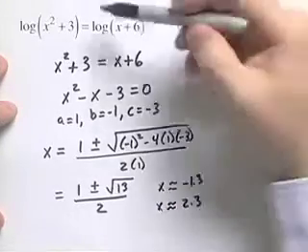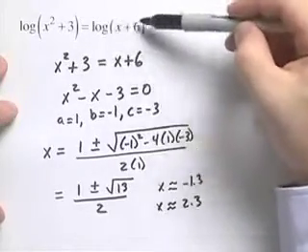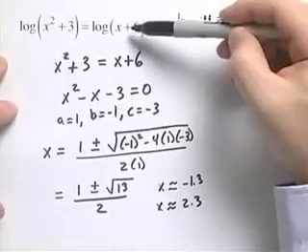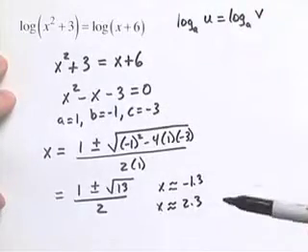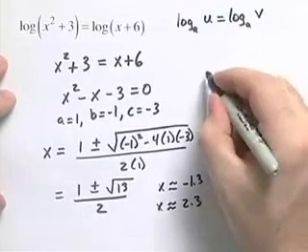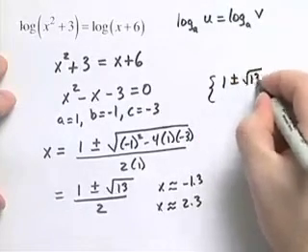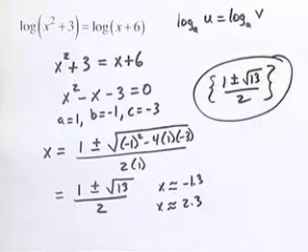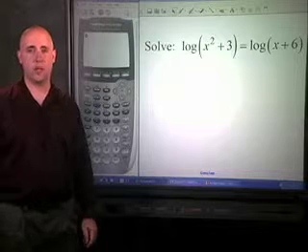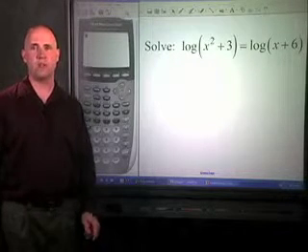If we use those and check up in our original equation, you can see that neither one of those values will yield a negative value inside the logarithm, nor will they yield 0, and so both of these solutions will work. So our solution set will be 1 plus or minus the square root of 13 over 2. Now that we've solved this equation algebraically, let's use our Smartboard interactive whiteboard to solve it using a graphing utility.